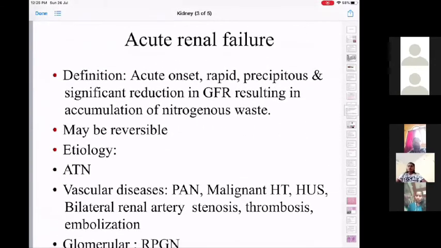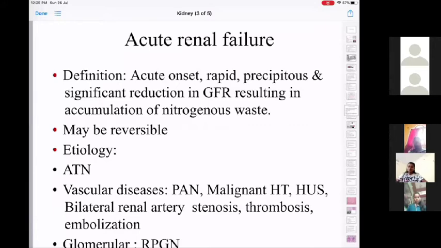Now ARF, acute renal failure. What is the definition of acute renal failure? Because definition is important. The definition of acute renal failure is, first, acute onset, rapid, precipitous, and significant reduction in GFR, resulting in the accumulation of nitrogenous waste. It means the patient is already in a shock condition, and maybe the urine output is less than normal.